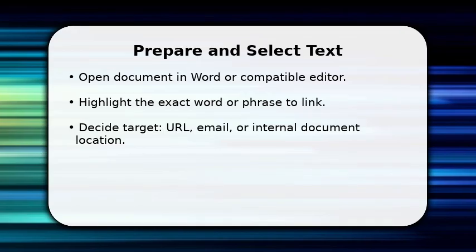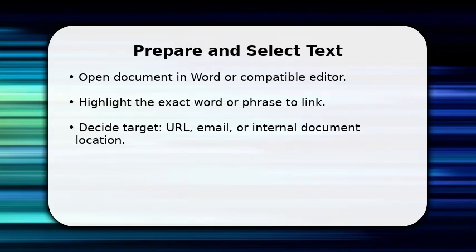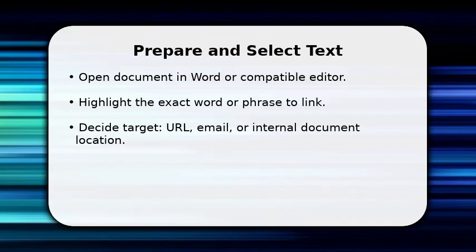You start by opening your document and immediately selecting the word you want to turn into a link. Once selected, decide whether the target is a web URL, an email address, or a specific location inside the document. Make sure you have the exact URL or email copied to your clipboard.